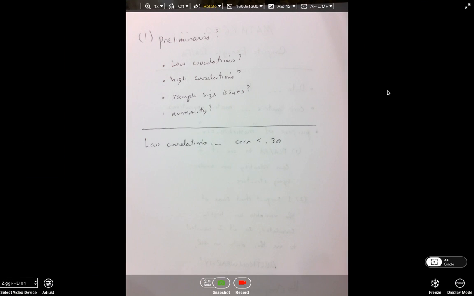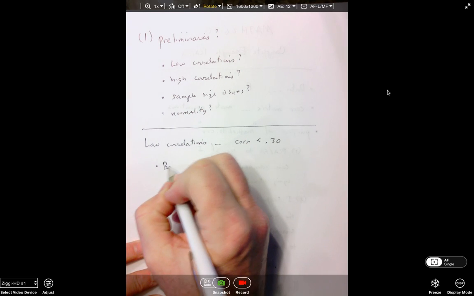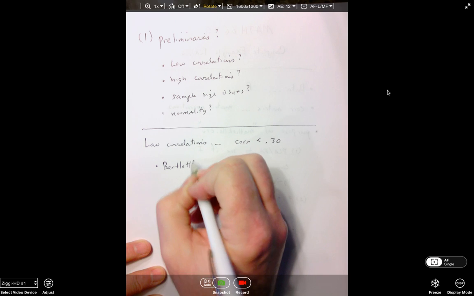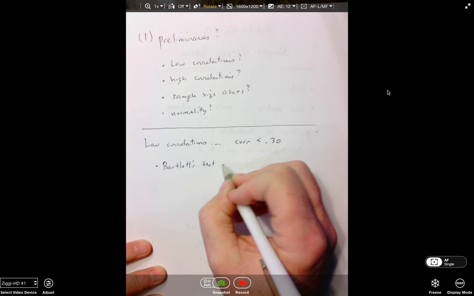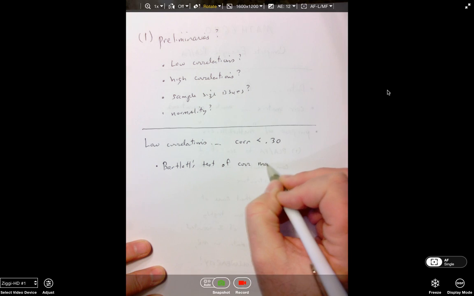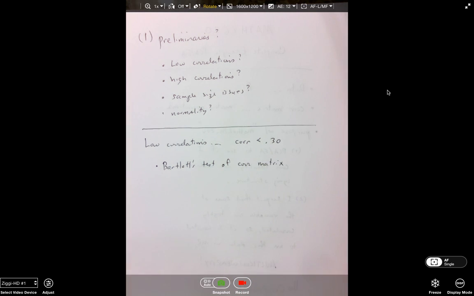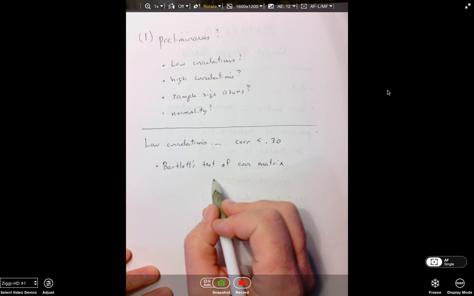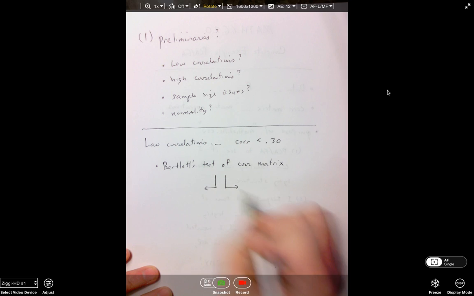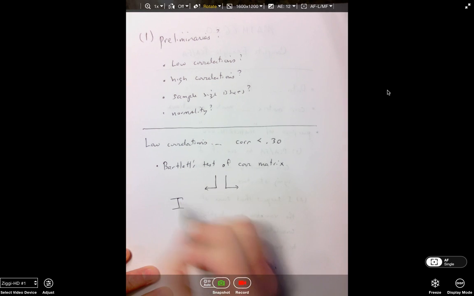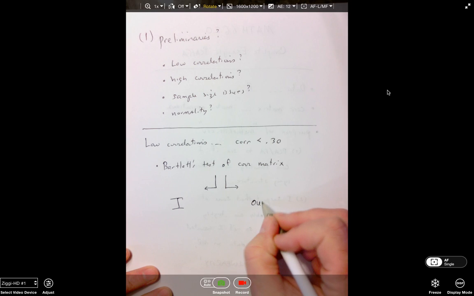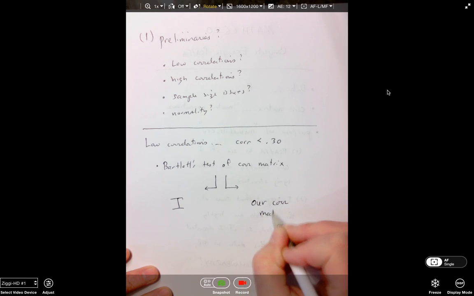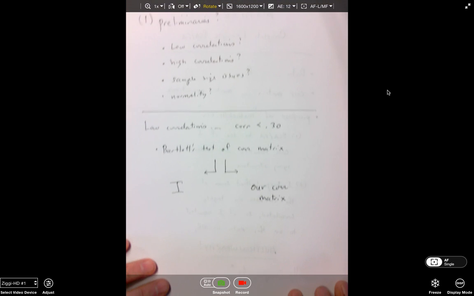So guys, here's the way we do that more objectively and more technically. What we run is a Bartlett's test of correlation matrix. Now, let me back up a little bit. What the Bartlett's test of correlation matrix does is it compares 2 matrices. It compares the identity matrix with our correlation matrix. Okay?